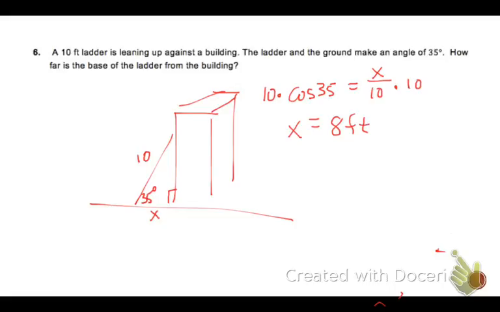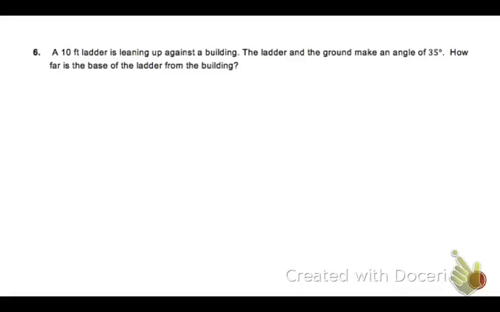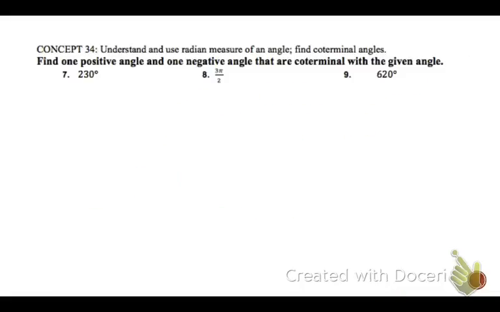Now let's look at numbers 7, 8, and 9. So these problems come from concept 34. And one of the things that we looked at was coterminal angles. So remember that a coterminal angle is an angle that begins and ends at the same spot as another angle. A way to do that, because we think of angles as rotations now, is that we can simply add or subtract 360 degrees to our given angle to find a coterminal angle.